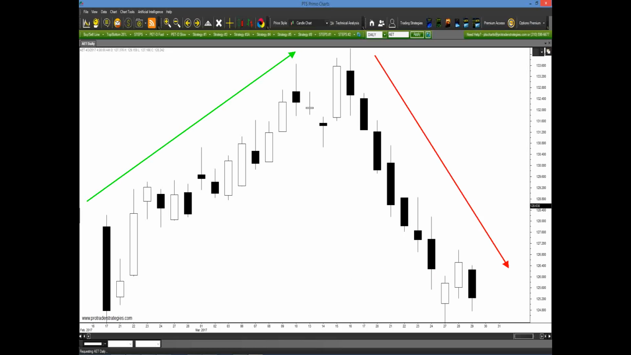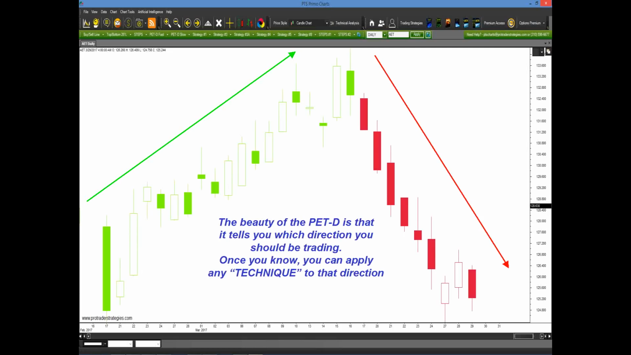Well, once you apply the Attendee, remember, a series of green bars means you're in an uptrend. A series of red bars means you're in a downtrend. And look how well the Attendee had an early detection of what the trend was going to be. But as you see here, the beauty of the Attendee is that it also tells you the direction you should be trading. And once you know that, you can apply any strategy, any method, any system, and most especially any technique to that direction, and you'll have a higher level of consistency.